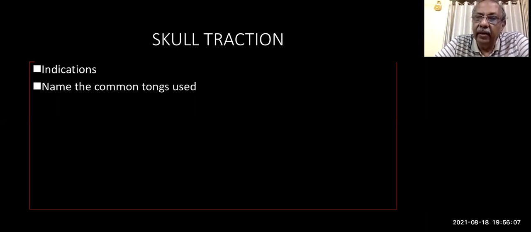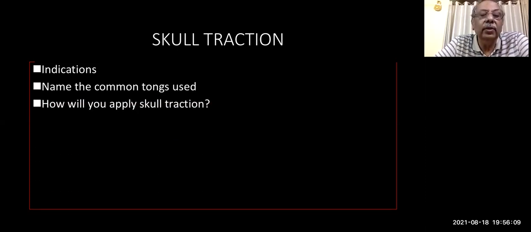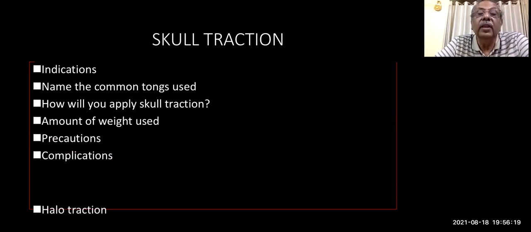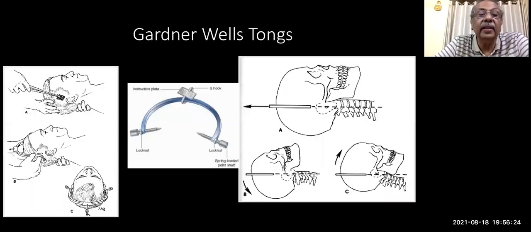Indications of skull traction are usually cervical spine injuries. You should be able to identify the common tongs that are used. Then you should have a general idea of how it is being applied, because now it is mainly the neurosurgeons who use this. Also the amount of weight, the precautions and complications, and a few things regarding the halo traction.